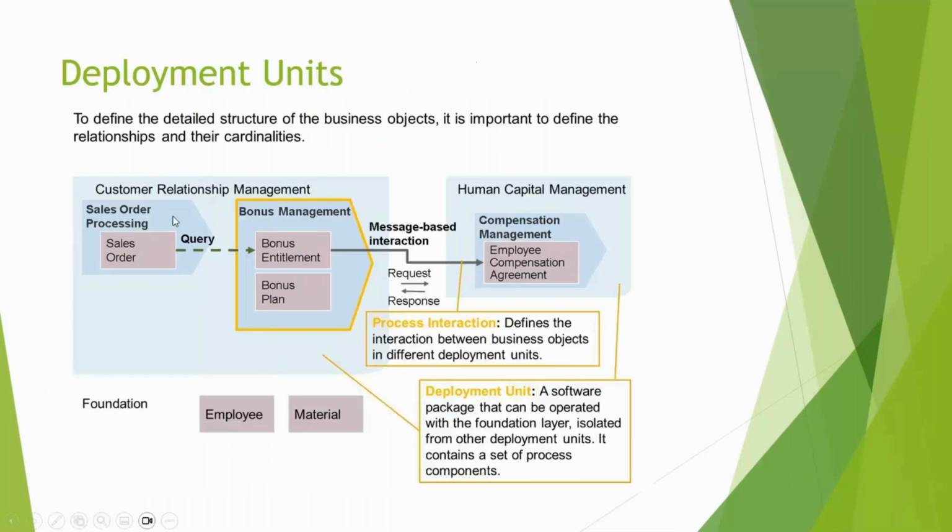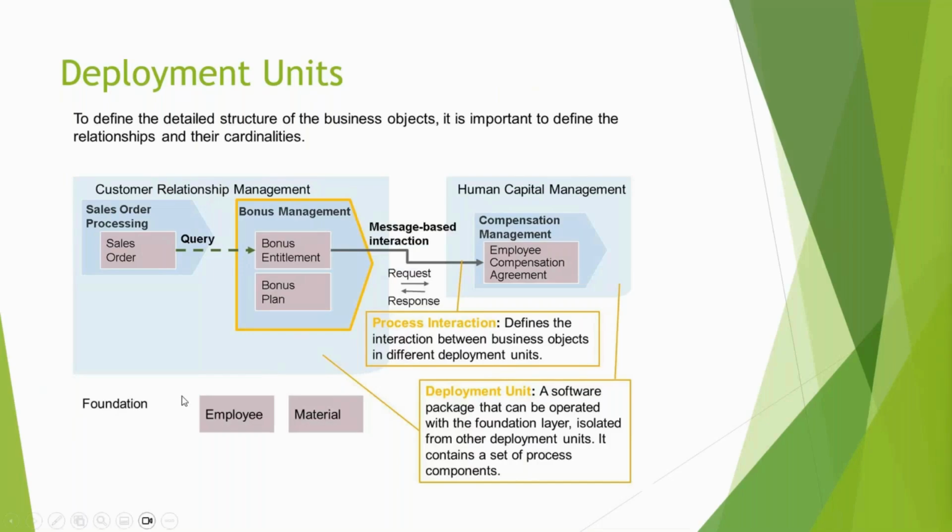Okay. So yesterday we were discussing deployment units as well, right? There are two different deployment units which we mainly use in C4C. All the transactional data, like sales orders, tickets, leads, and opportunities, will come under the customer relationship management deployment unit. And any master data like employee, material, customer, and contacts like the business partner will come under the foundation deployment unit.